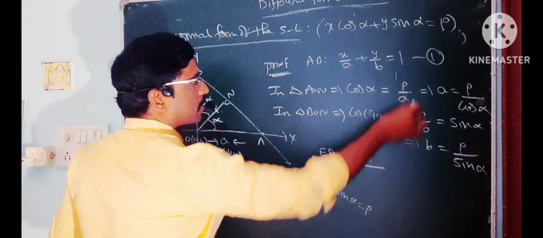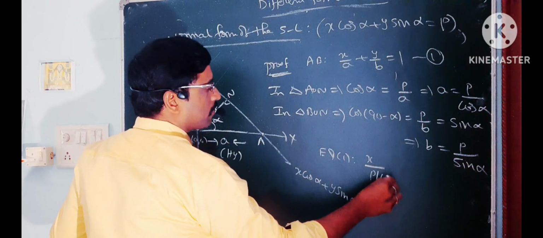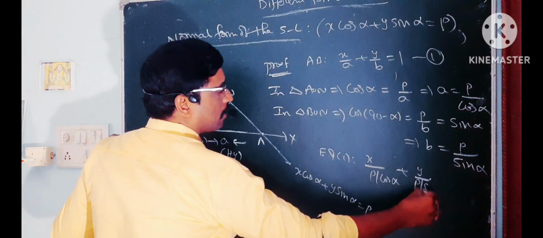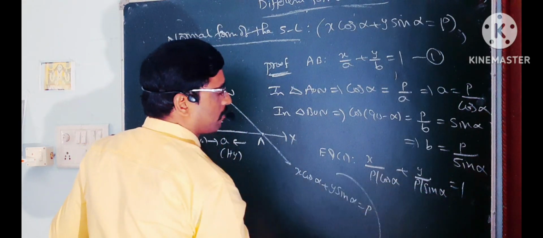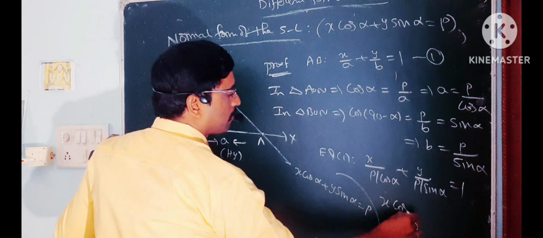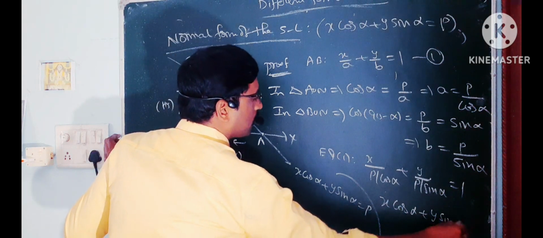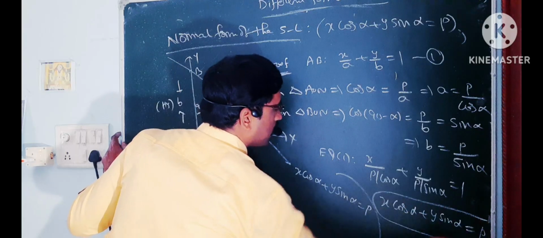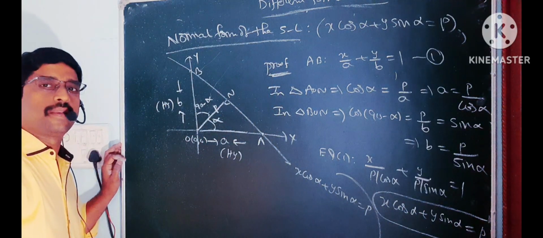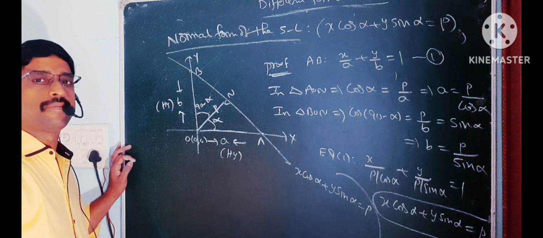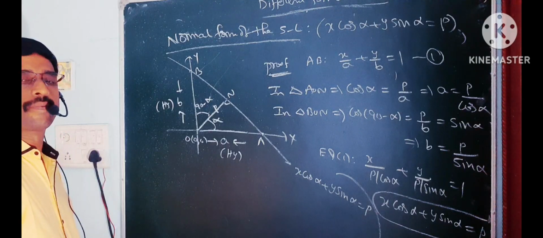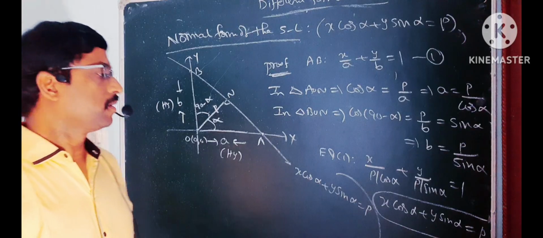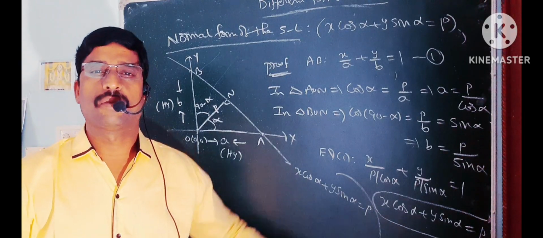x by a, with a as p by cos alpha, plus y by b, with b as p by sin alpha, is equal to 1. So finally we get x cos alpha plus y sin alpha over p. The denominator LCM is p. Sending it to the other side, we get x cos alpha plus y sin alpha is equal to p. This is the equation of the line in normal form.